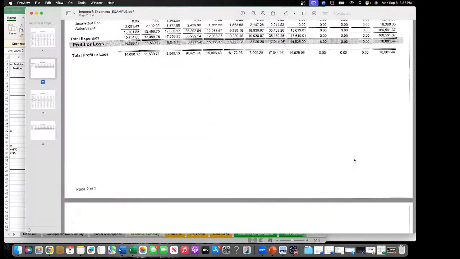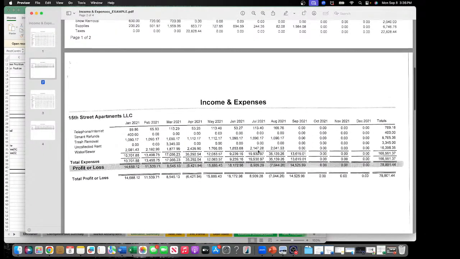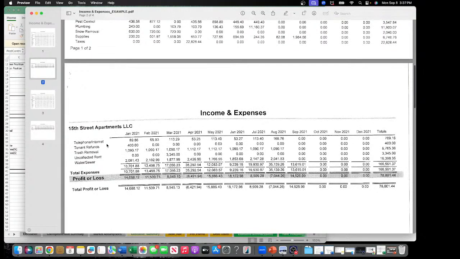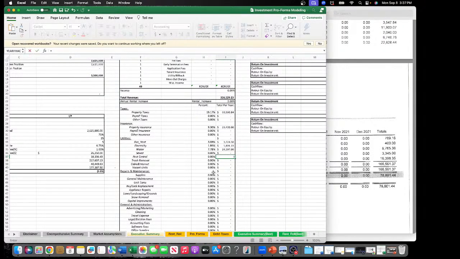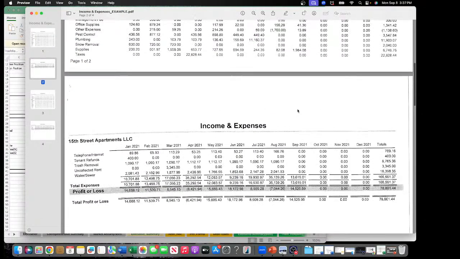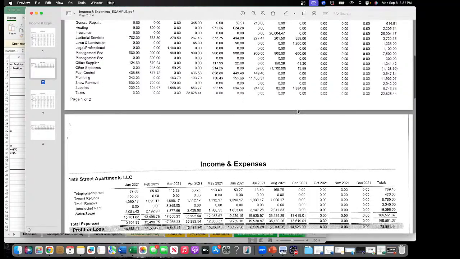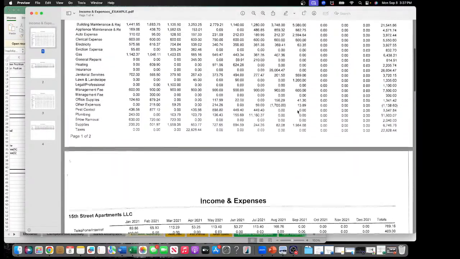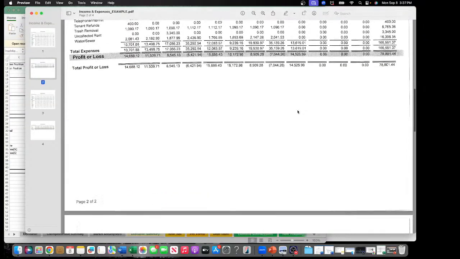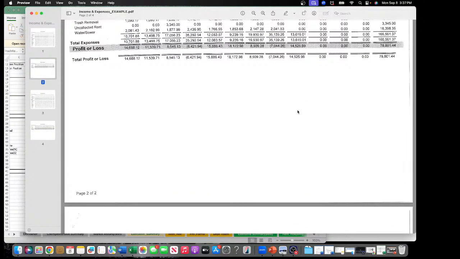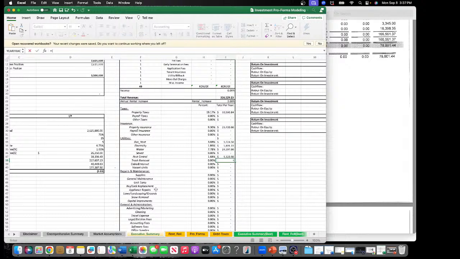We already have that. Pest control. Does he have pest control in here? I believe he did. We're going to add that in right there. 3547. Again, we're going to take equals 3547 divided by 8 times 12. And we have that. Trash services. I believe we have that as well. We're going to go up and look where we can find that. There it is. So we have trash removal here, 3345. So we're going to do 3345 divided by 8 times 12.